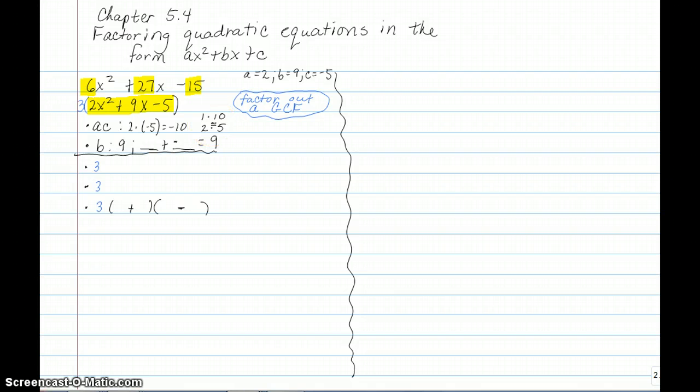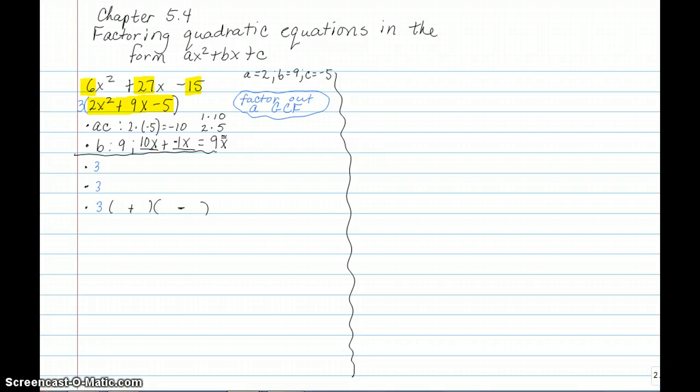One of these is going to be positive, one's going to be negative, so it'll act like subtraction. So which one gives you 9? 10 minus 1 gives you 9, but 5 minus 2 gives you 3. So 10 minus 1 is what you want. And you want a positive 9, so it's going to be 10 and negative 1. Putting your x's here.